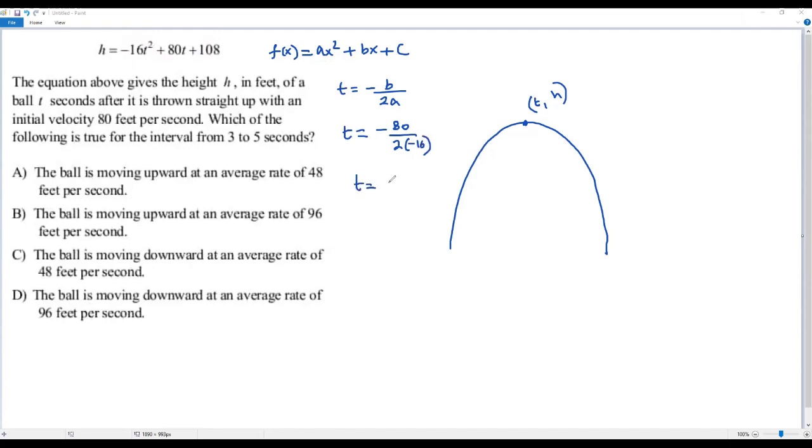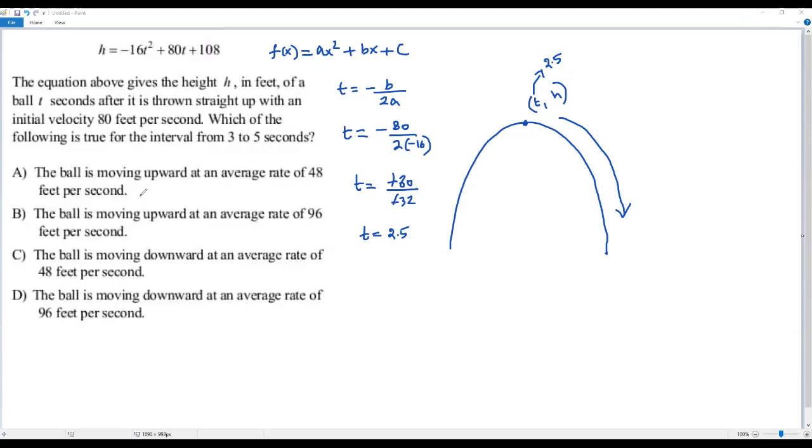Then we get t equals negative 80 divided by 2 times negative 16, which is negative 32. The negatives cancel out, and I am getting t equals 2.5. Here I got the t coordinate of the vertex, that is 2.5 seconds. So in 2.5 seconds the ball reaches the maximum height. After 2.5 seconds, the ball is moving downward. In the interval 3 to 5 seconds, since 3 is greater than 2.5, the ball must be moving downward.